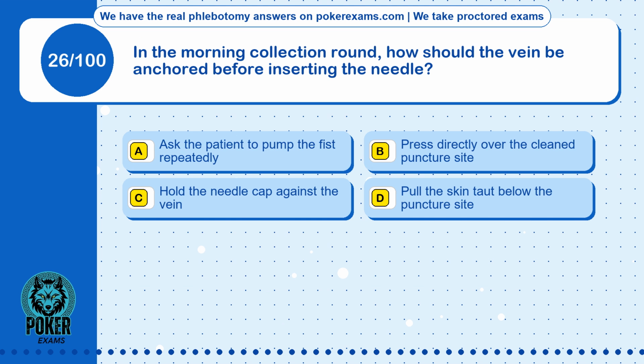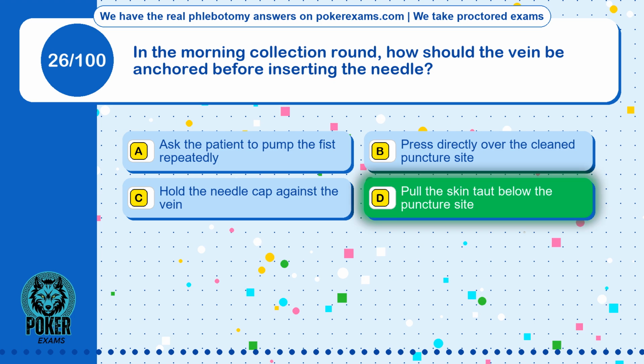Question 26. In the morning collection round, how should the vein be anchored before inserting the needle? Option A, ask the patient to pump the fist repeatedly. Option B, press directly over the cleaned puncture site. Option C, hold the needle cap against the vein. Option D, pull the skin taut below the puncture site. The correct answer is option D.